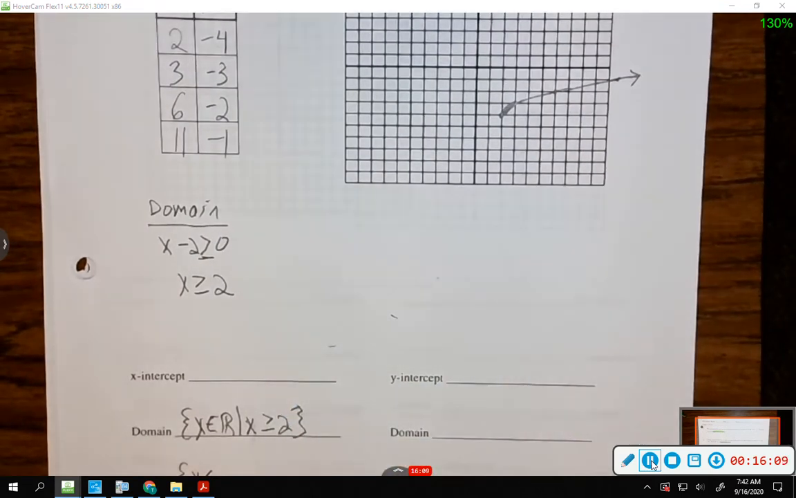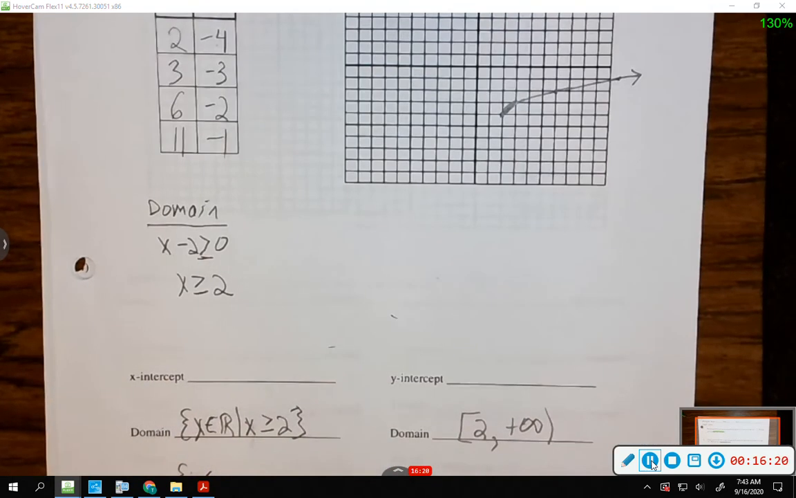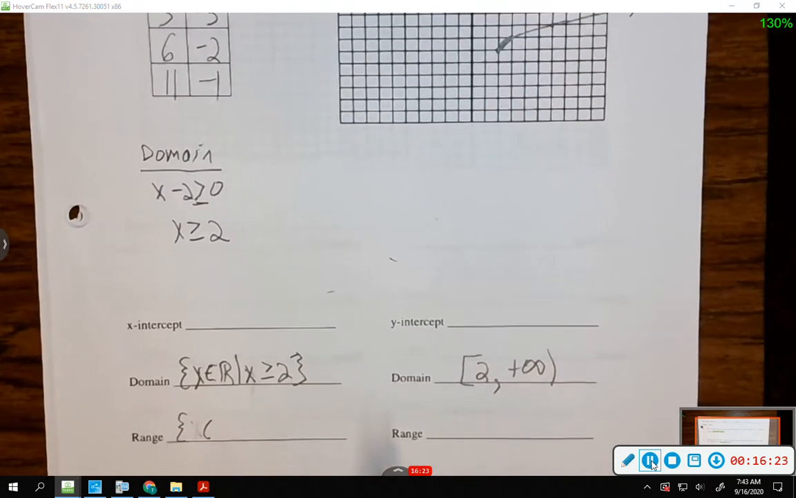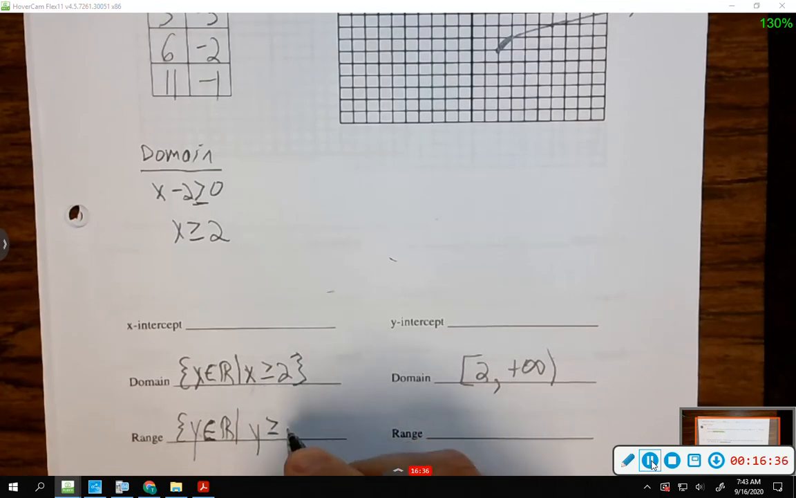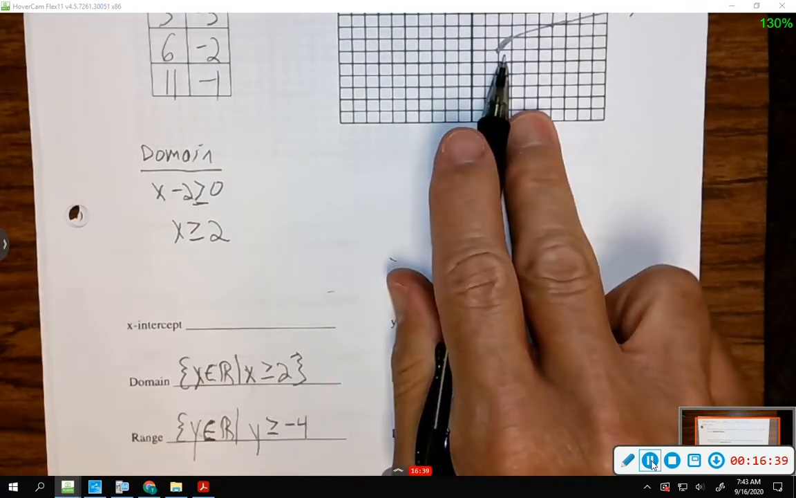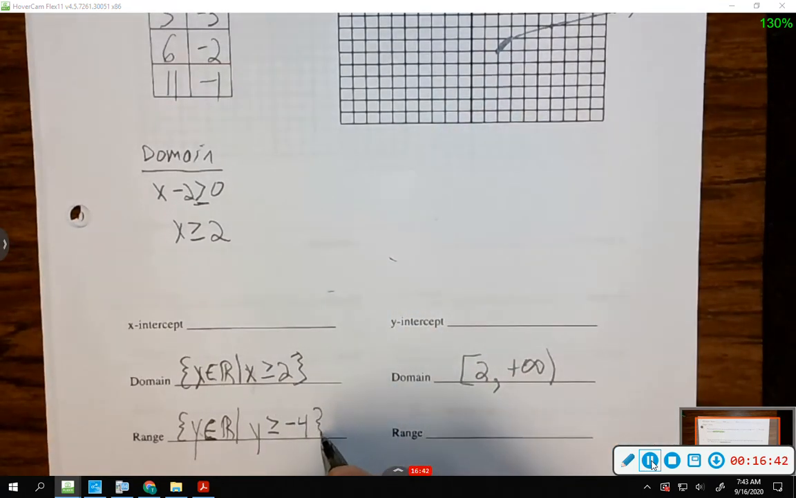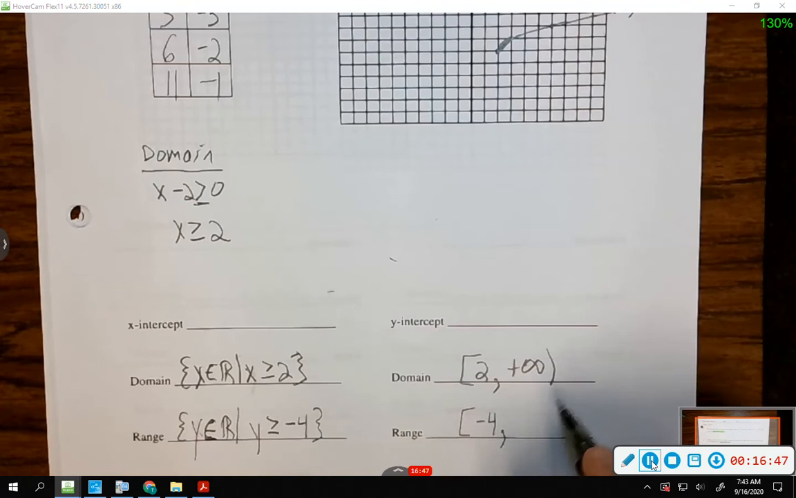Remember, in set builder notation, that's bracket 2 to positive infinity. For the range, we do have to have a picture of the graph in order to determine this range. And remember, it's the only interval given in terms of the y coordinate. So y is an element of all real numbers such that y is greater than or equal to negative 4, because that is the smallest y value that we have on our graph. That means in interval notation, it's negative 4 to positive infinity.